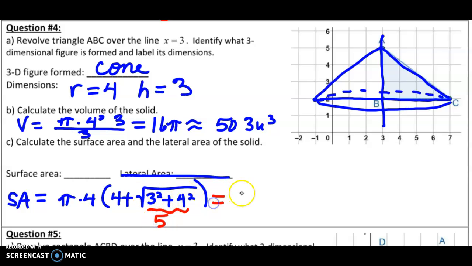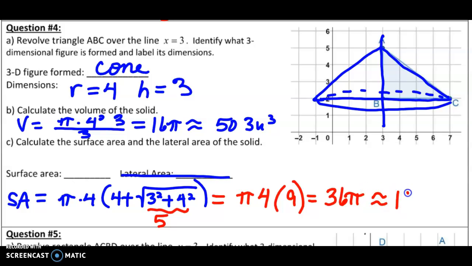So this surface area will be 36 pi when all is said and done. And that is approximately 113.1, I believe. And that's units squared. All right, pretty cool. I like it.